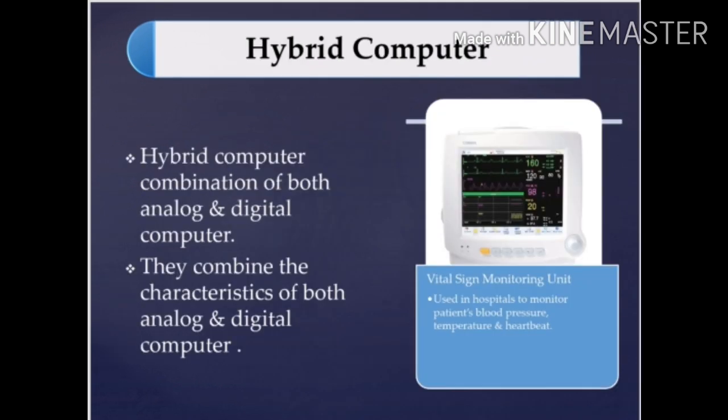Hybrid computer. Hybrid computers are the combination of analog and digital computers. They combine the characteristics of both analog and digital computer. It can accept data in analog and digital form. It can also display output in both forms. Hybrid computers can produce highly accurate results.